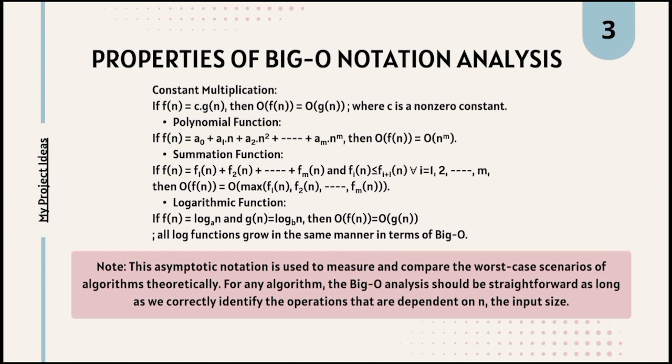In case of polynomial function, suppose your expanded polynomial terms are written as a0 plus a1n plus a2n square plus up to am into n to the power m. So big O of f of n will be equal to big O of n to the power m, because the last higher order term is n to the power m. Summation works as such.